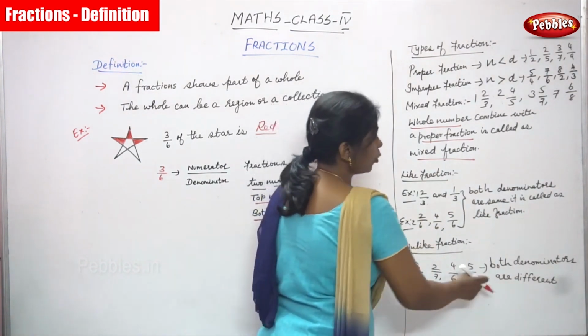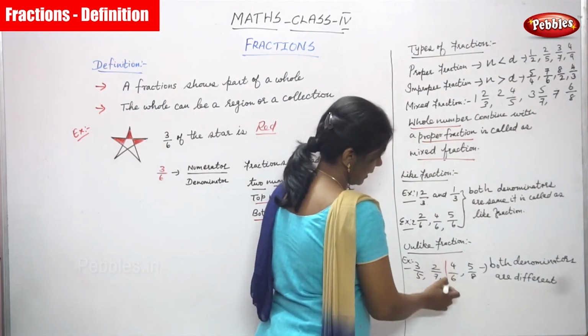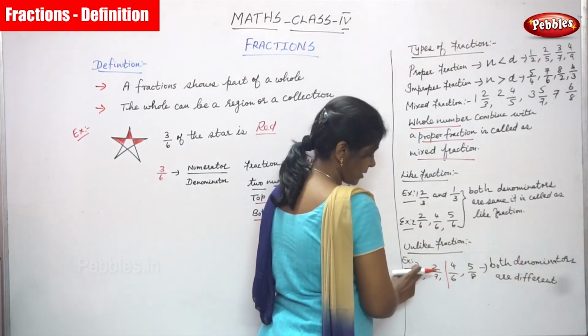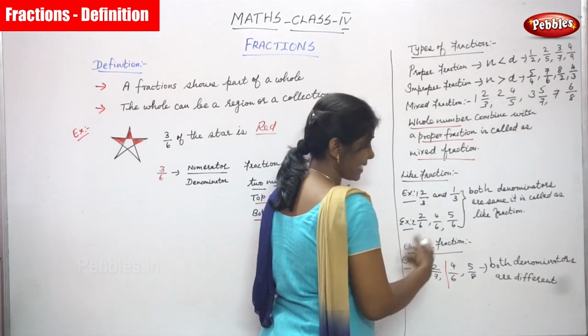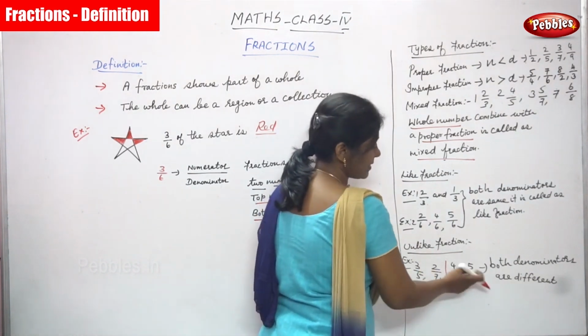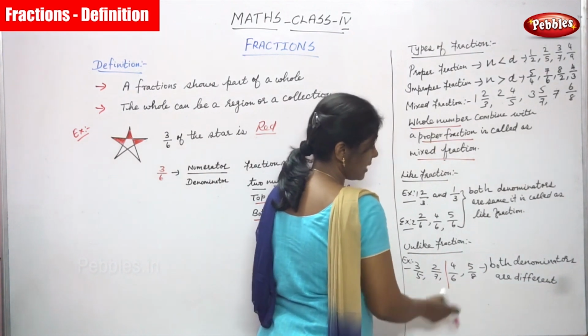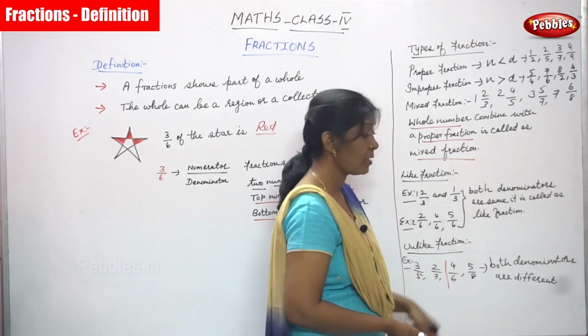Unlike fractions means the denominators are different. Look at this: 3 by 5 and 2 by 7. 5 and 7, both denominators are different. Here 4 by 6 and 5 by 8. These two are the fractions, with denominators 6 and 8. These two denominators are different. So what is it?